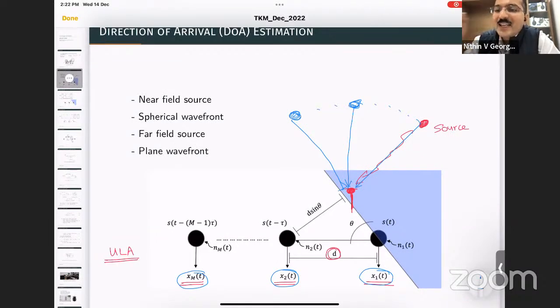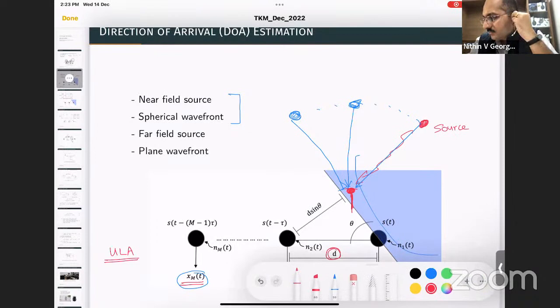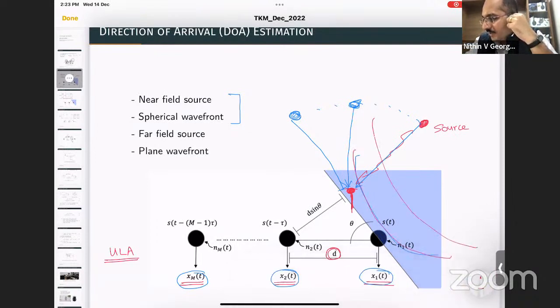There is a finite delay between the signal which is reaching the first sensor and the signal which is reaching the second sensor. How much delay will be there will depend on what the wavefront is which is going to reach the sensor element. If I have a near field source, typically I will have a spherical wavefront. Spherical wavefront means you will not have a planar wavefront, you will have a wavefront like this.